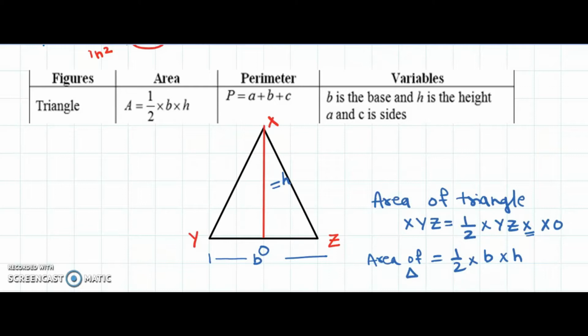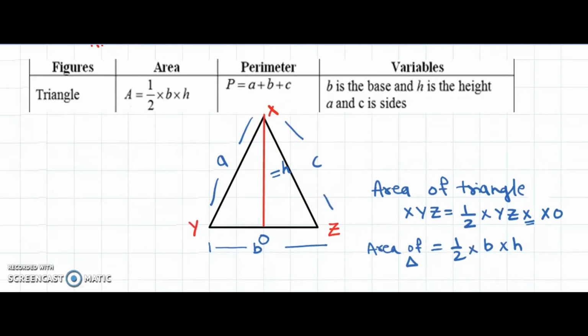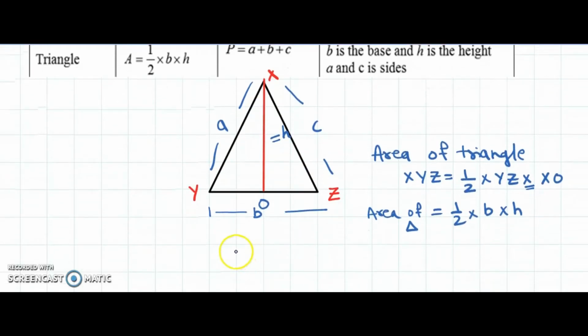Now let us name the other sides also. Let me name this side as A, and this side as C. Now we will discuss the formula for the perimeter of a triangle. So let us write the formula: perimeter of triangle. The triangle that we have taken is XYZ.